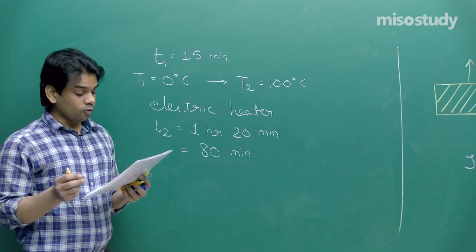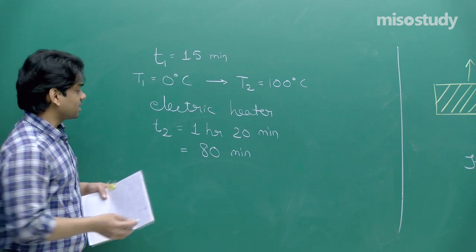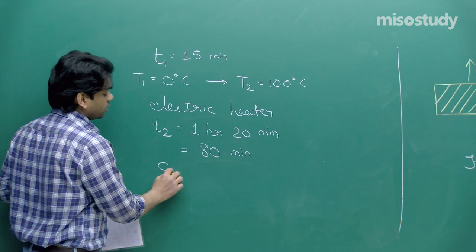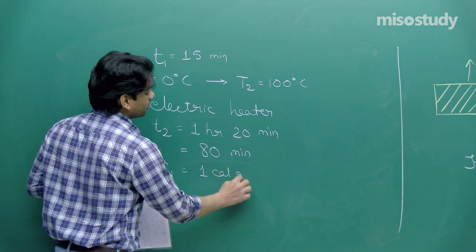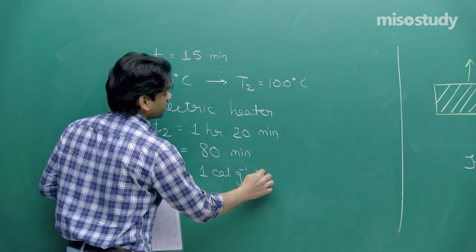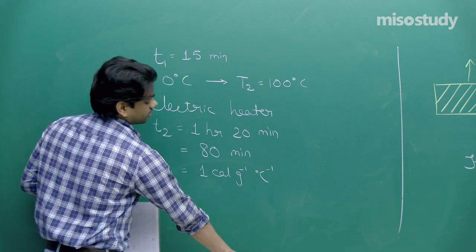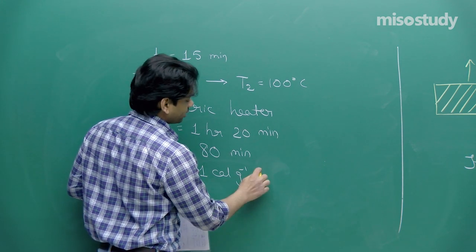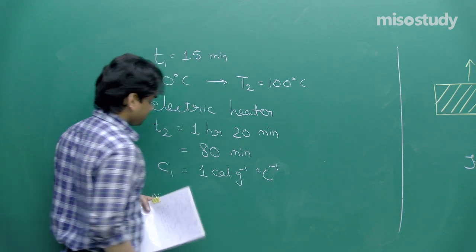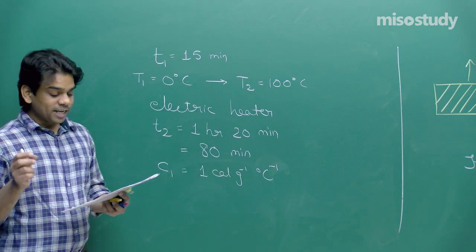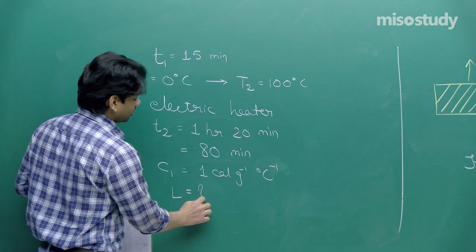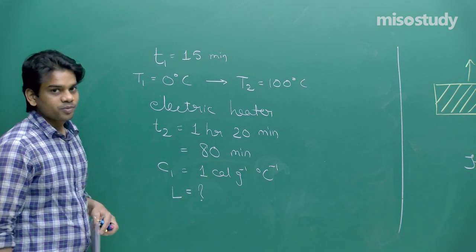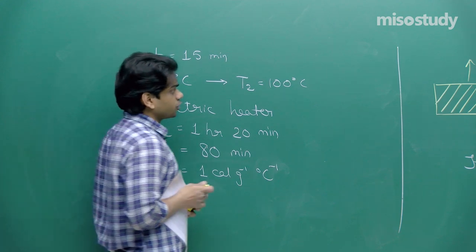If the specific heat of water is 1 calorie per gram per degree Celsius, it's given that the specific heat of water is 1 calorie per gram per degree Celsius. Calculate the latent heat of vaporization of water. So we need to find out the latent heat of vaporization of water. This is what is required in this question.